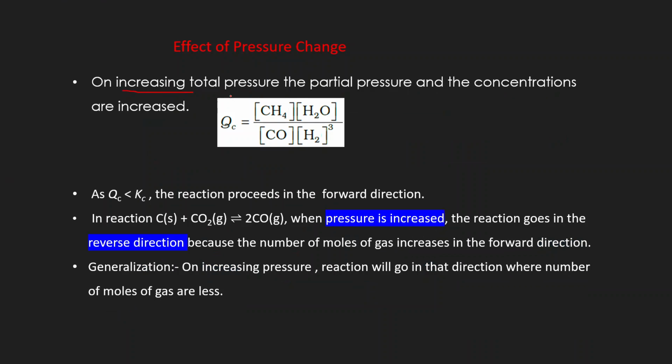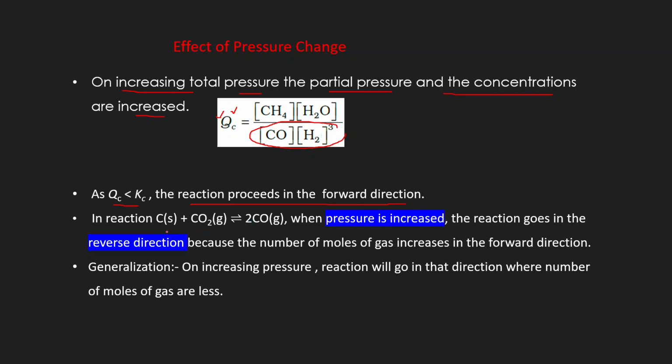On increasing total pressure, the partial pressures and the concentrations are increased. That's why we can find out the Qc. When we increase the total pressure, the partial pressure will increase. In that case, when partial pressure is increased, the denominator will increase. So Qc becomes less than Kc. As Qc is less than Kc, the reaction proceeds in the forward direction.